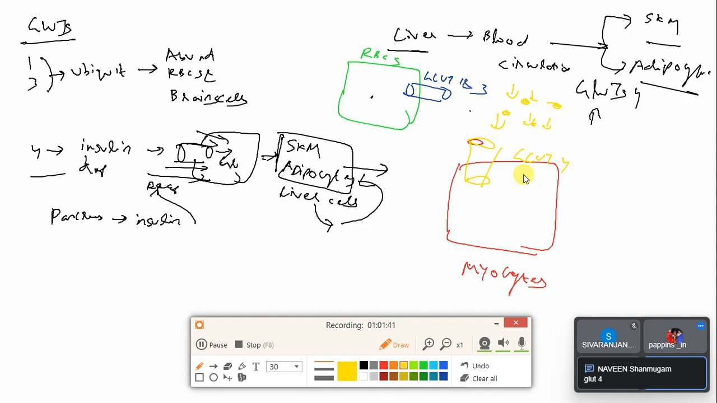You say GLUT4. Okay. Anyone else? When there is really less glucose in your blood, which GLUT do you think will take the glucose, the minimal glucose?